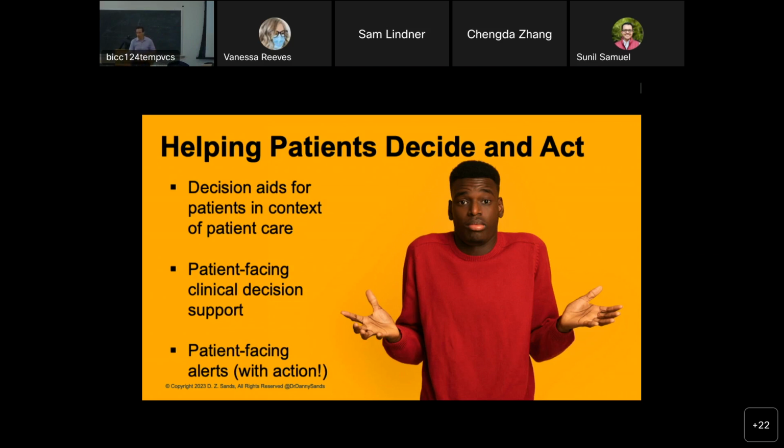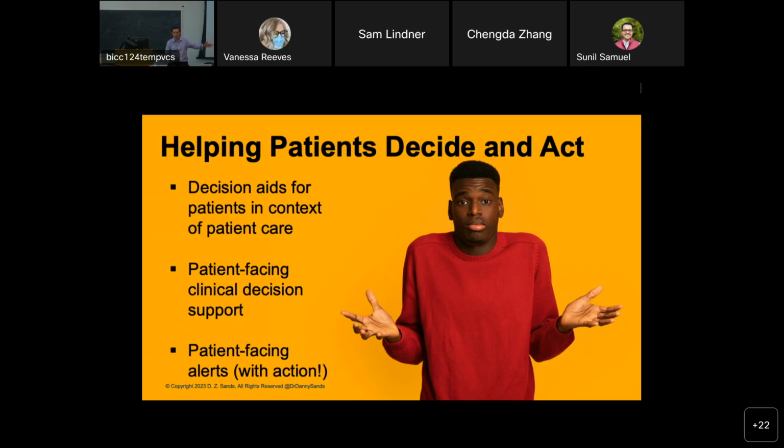Patient-facing clinical decision support is another one. So, tools that patients can use on their own. Let's say we're going to have a breast cancer screening conversation with a woman in her 40s. I might say, okay, I'm going to turn the screen to you, and we're going to launch this program, and you're going to go through this interactive tool. Okay, that's one way to do it.